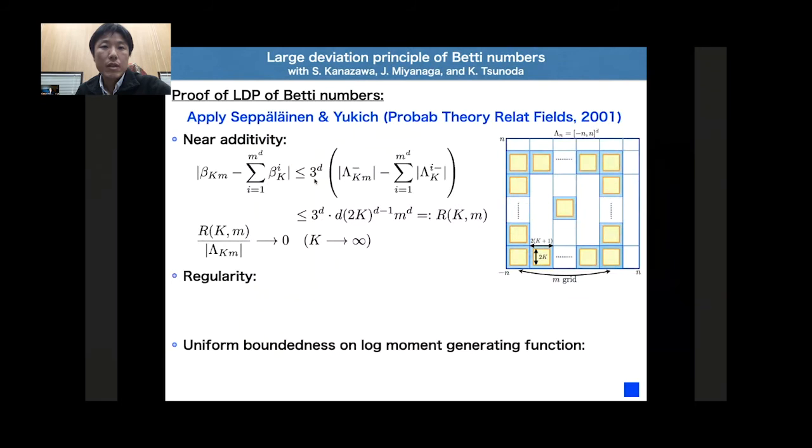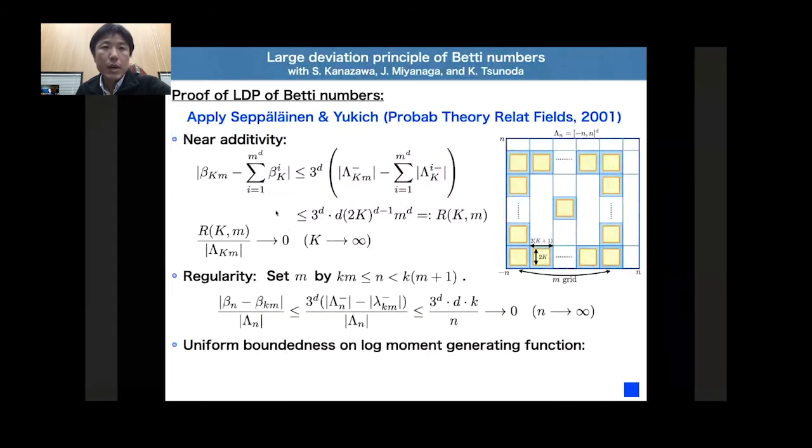And as before, let k be chosen like this. Then the difference of the Betti numbers between the big region and the sum of the small regions can be upper bounded by the number of cubical sets as before. This upper bound is obtained by the same argument, and then a very simple estimate shows that by taking the quotient by the volume of the window, this difference will converge to zero. And this guarantees near additivity.